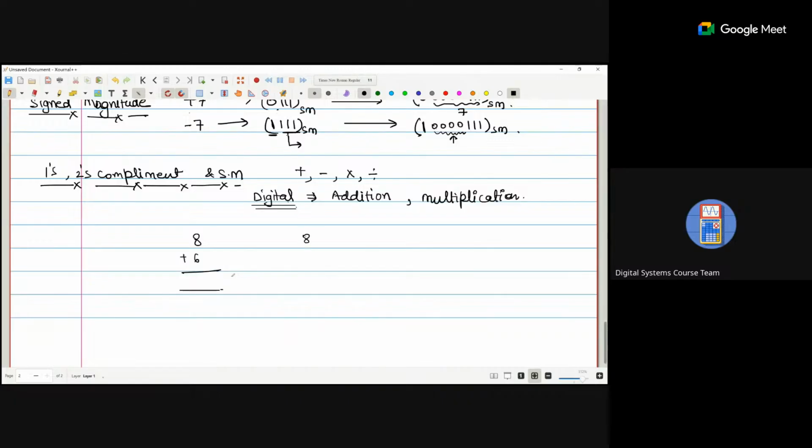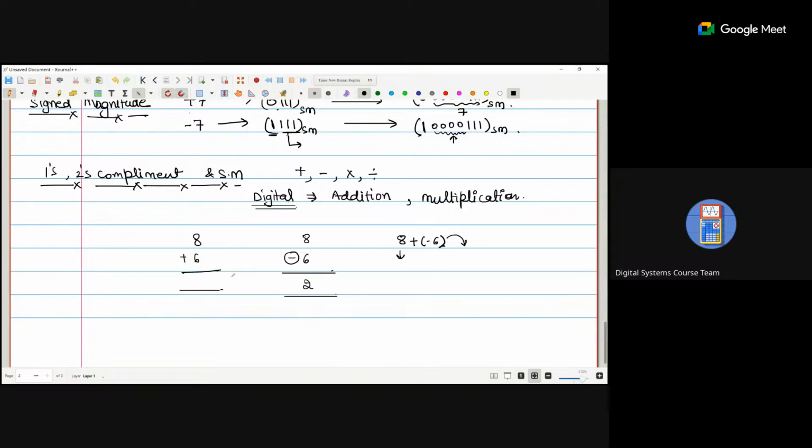Now, if it is 8 minus 6, subtraction is not possible. So what should I do? I just use 8 plus of minus 6. So I write the number in binary. Subtraction will be done with the 2's complement of 6 added to the 8. If I do 8 minus 6, we know that the answer is 2.